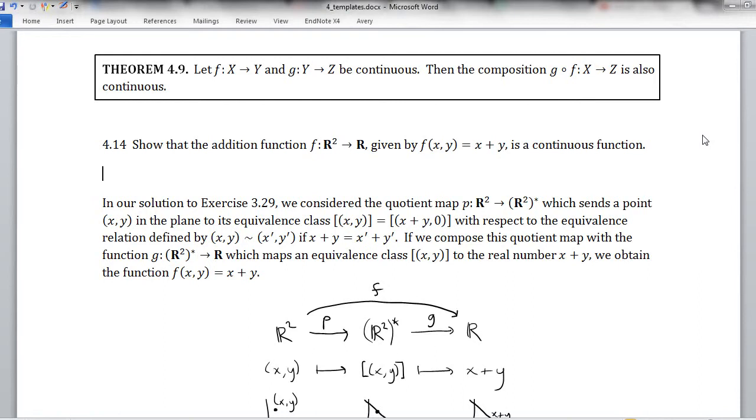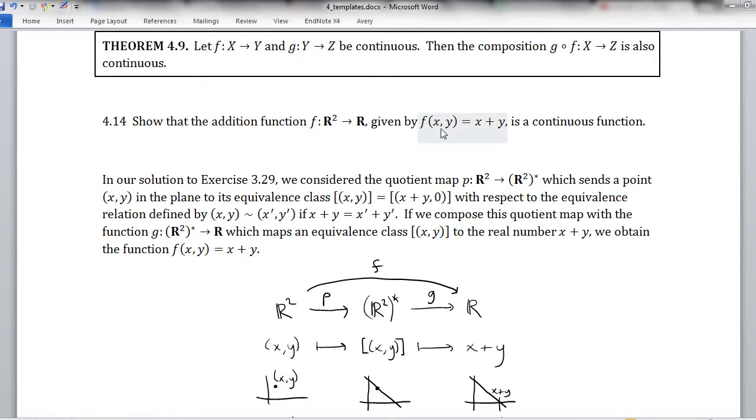Now I'm going to give two proofs of this fact. First one is going to be sort of a fancy proof using something we've done before together with this theorem up here. And then I'll give a little bit more of a straightforward proof after that with some epsilons and deltas in it. Okay, so the theorem I'm going to be using basically says that the composition of two continuous functions is continuous. And the target of the first function has to be the same thing as the domain of the second function in order to be able to compose them.